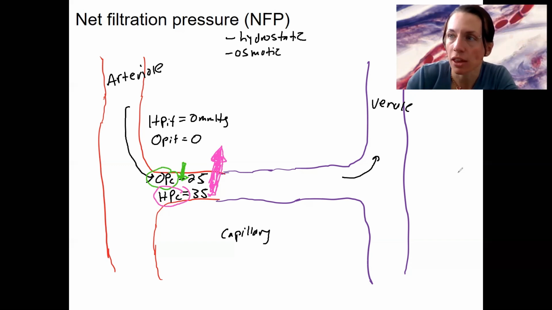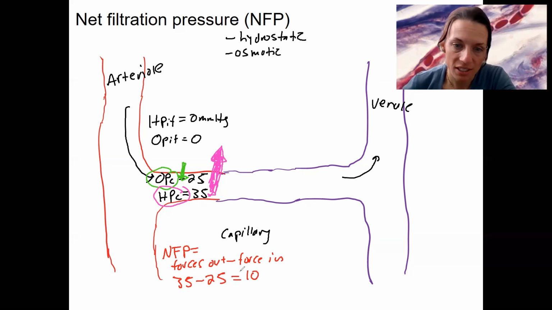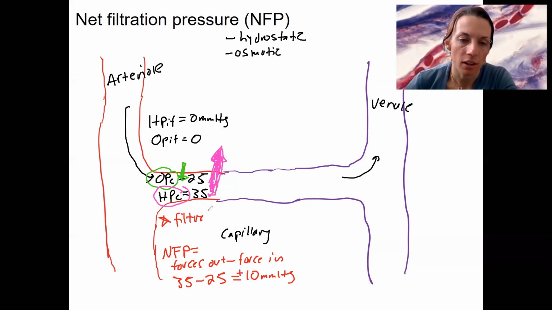What is the net filtration pressure at this location? Net filtration pressure is the forces out minus the forces in. I tried to make this simple by having the 0 in this case. Forces out is 35 minus 25 for the forces in, plus 10 millimeters of mercury. Plus 10, that means filtration occurs. The net pressure inside is positive, it's higher than it is outside.